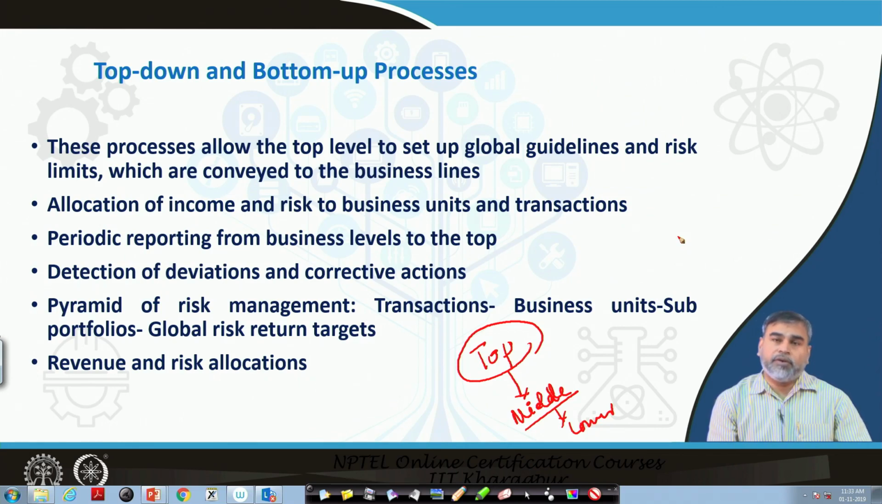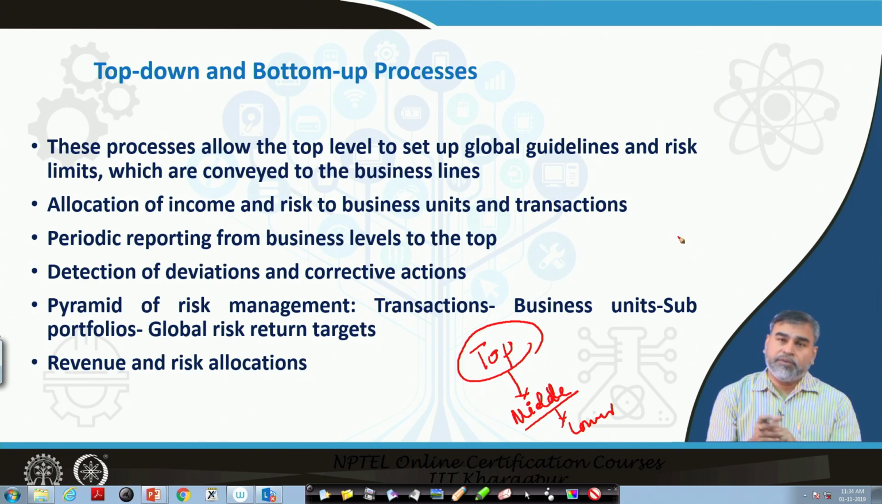And another job is, the bottom-up approach is periodic reporting from the business level to the top. At the aggregate level, every business line sees how its operation or business is running in that particular segment, and they have to report all this information periodically to the top level to decide whether everything is going in a systematic way or as per the desired way, or whether there are any disturbances or deviations happening.